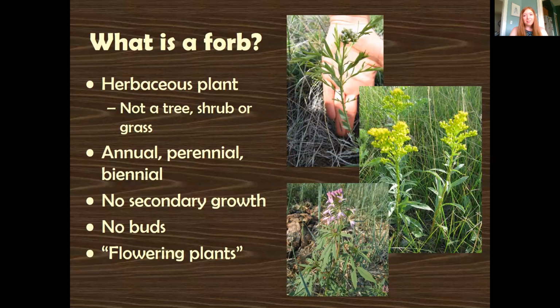Now, what I'll spend most of my time on is the forbs and the different characteristics of forbs. Forbs are herbaceous plants that are not a tree, shrub, or grass. I'll get into grasses in a little bit here. Forbs can complete their life cycle in a number of years, so perennials, 1 year, annual, or biennials, which means they complete their life cycle in 2 years. That's something that might have a basal rosette 1 year and then get their flowering stalk the second year. They have no secondary growth, so their stems die back every year. And these are what we consider the flowering plants. If you hear somebody talking about the flowering plants, they're talking about a forb.